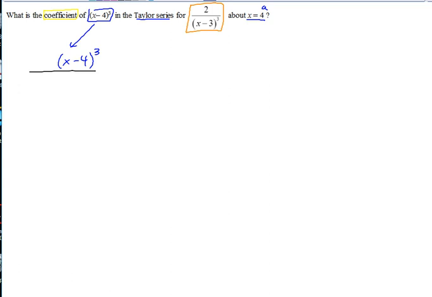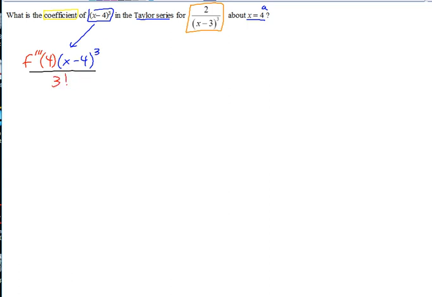Well, we would also need this derivative, right? In this case, the third derivative, so it'd be f triple prime of, what's our a value here? It's about x equals 4, so you can see that here as well. So the third derivative, 4. And then divided by that same number, factorial, 3 factorial.